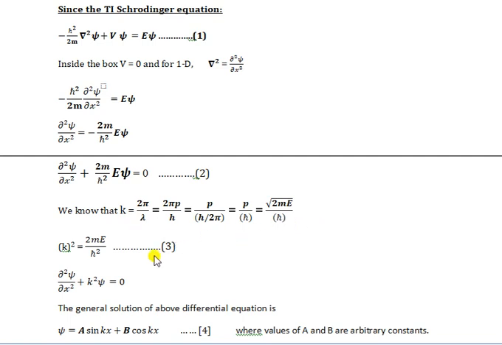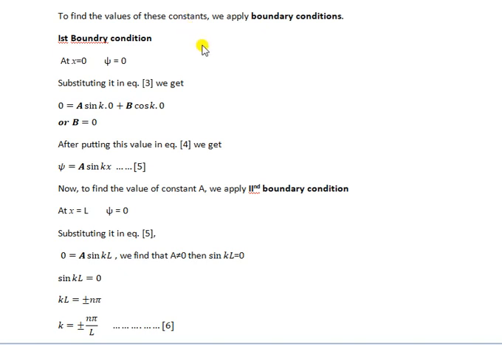If we square both sides, then k square becomes 2mE upon h cross square, from equation 3. Or we can say that when we put the value of 2mE upon h cross square in equation 2, then it becomes del 2 psi over del x2 plus k square psi equal to 0. The general solution of this differential equation is psi equal to A sin kx plus B cos kx, where A and B are arbitrary constants. To find the value of these arbitrary constants, we apply the boundary conditions.